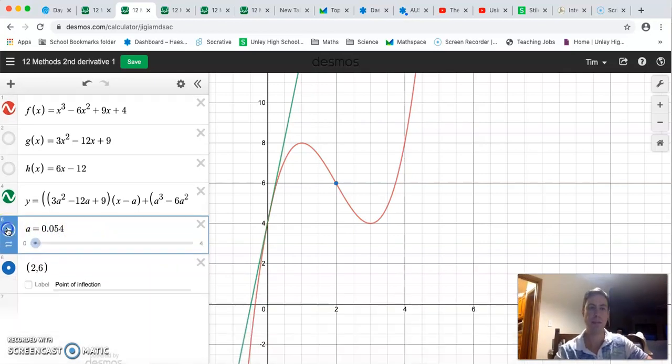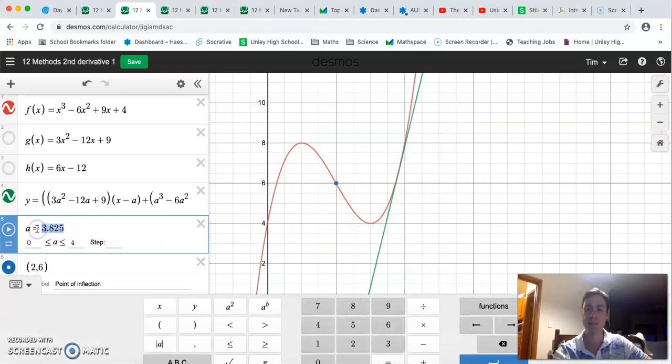Now if I play all the way across to a equals 4, right, let's try that. So we've got decreasing gradient, gets to this point of inflection. Now the gradient starts to increase. Okay, can you see that? Let's do that again.